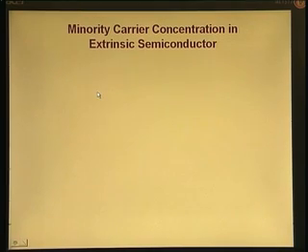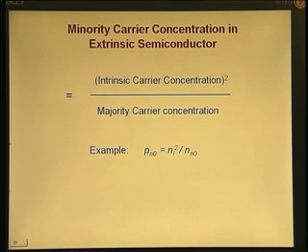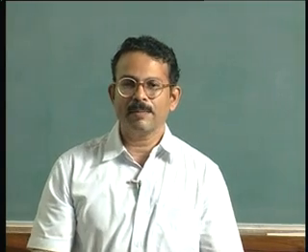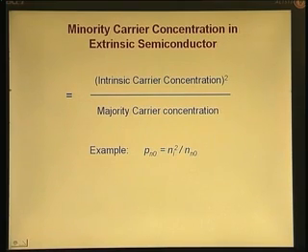So next, minority carrier concentration in an extrinsic semiconductor. The minority carrier concentration we will have to show is given by the intrinsic carrier concentration squared divided by the majority carrier concentration. So the first slide that we showed was intrinsic concentration, the next slide was majority carrier concentration. If you square the intrinsic concentration and divide by the majority carrier concentration, then you will get the minority carrier concentration. So for example, in an N-type semiconductor, the hole concentration is a minority concentration.